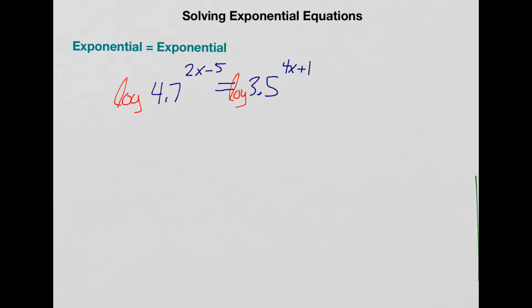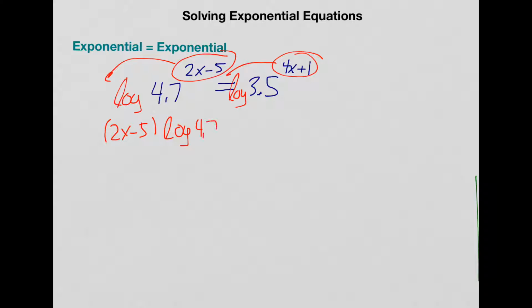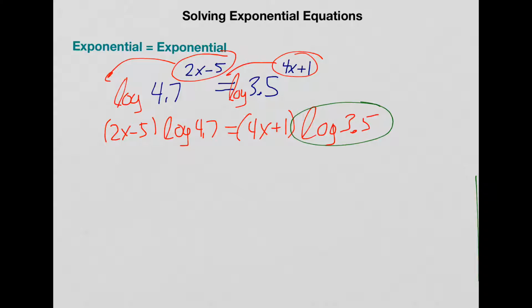If I take the log, if the inputs are the same, then the log of the inputs have to be the same. The outputs have to be the same. But once I do this, I can use the power property to bring down those exponents. So I can rewrite this as 2x minus 5 times the log of 4.7 equals 4x plus 1 times the log of 3.5. But the cool thing, that's a number. I can plug that into my calculator.